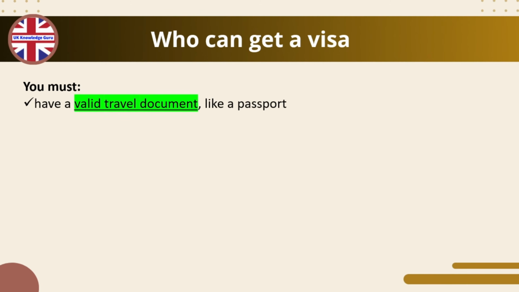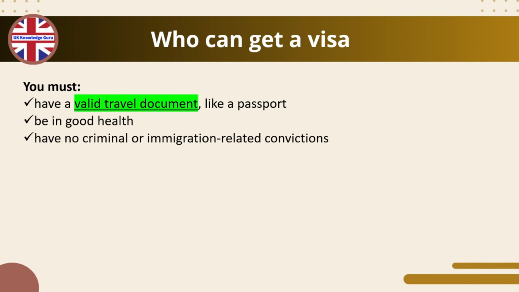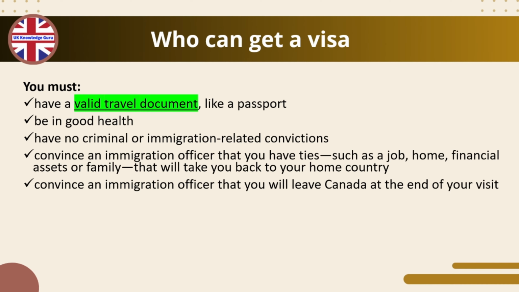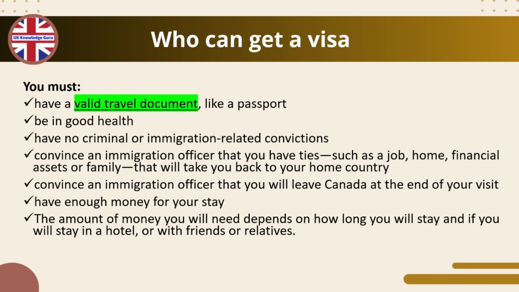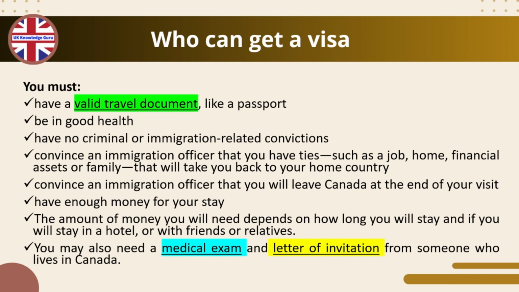Who can get a visa? You must have a valid travel document like a passport. You must be in good health. You have no criminal or immigration-related convictions. You must convince an immigration officer that you will leave Canada at the end of your visit. You have enough money for your stay. The amount of money you will need depends on how long you will stay and whether you will stay in a hotel or with friends or relatives. You may also need a medical exam and a letter of invitation from someone who lives in Canada.